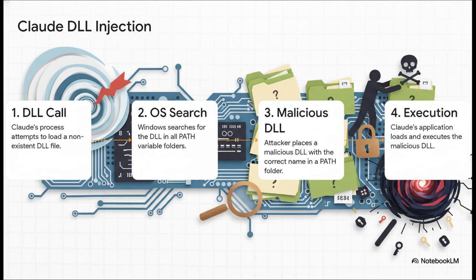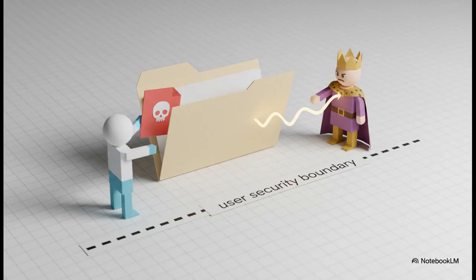An actor can place a malicious DLL with the correct name in one of these path directories, which the Claude application will then load and execute. If a directory in the path variable is a shared multi-user location, this technique crosses a user security boundary. An unprivileged user can place the malicious DLL there. Then, when a privileged user runs the Claude application, the malicious code executes with that user's elevated permissions, creating a privilege escalation vector.